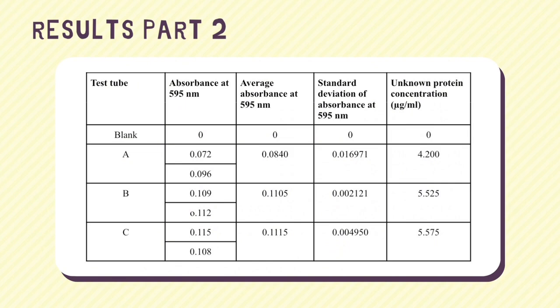However, the data above reveals that the standard deviation of sample A was higher compared to B and C, which might be caused by pipetting errors or inconsistent mixing with Bradford reagent during sample preparation.